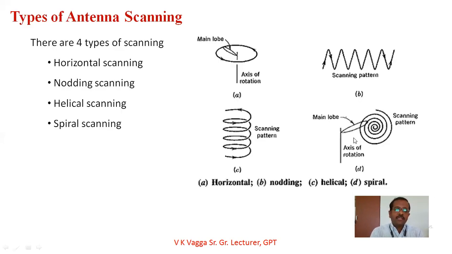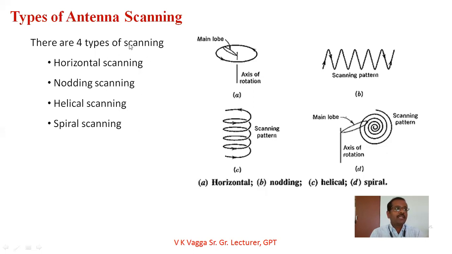And after that, if you take the types of scanning, according to the area it can cover, it is classified into four main types. They are horizontal scanning, nodding, the one more is helical, and the one more is spiral scanning.